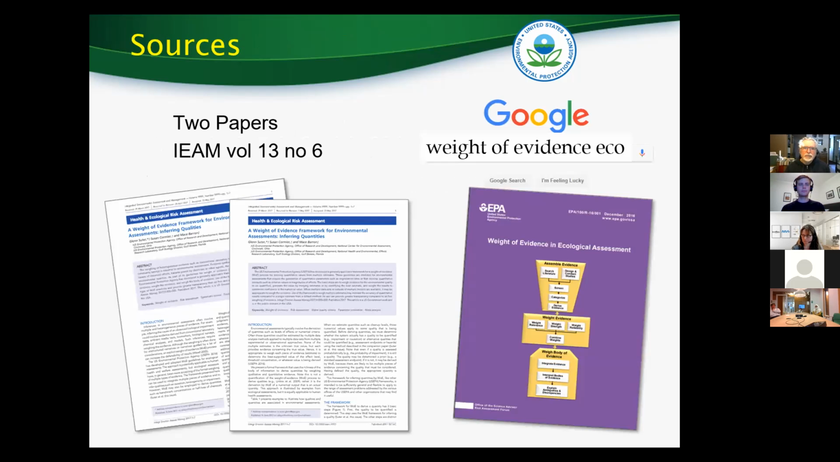So the primary sources here are the weight of evidence report, which you can find on the web. If you Google weight of evidence EPA, you'll find that report. And we wrote it up as 2 papers in IEAM because lots of people find journal papers more convincing than government reports. So I believe that's the last slide.